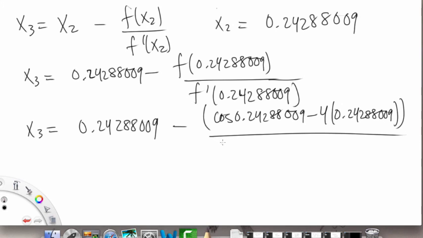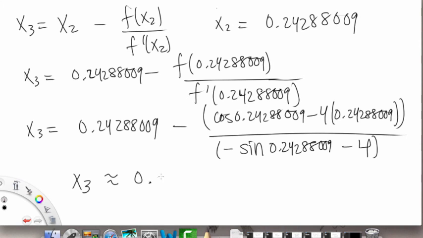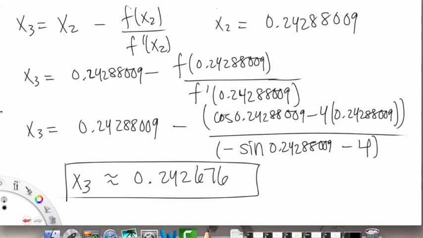On the bottom, it's a little bit simpler. We only have to write that monster number once: negative sine of 0.242880009, and then minus a single 4. When you plug all of this into your calculator, we get that x sub 3 is about equal to 0.242676. So there's our third and final answer.